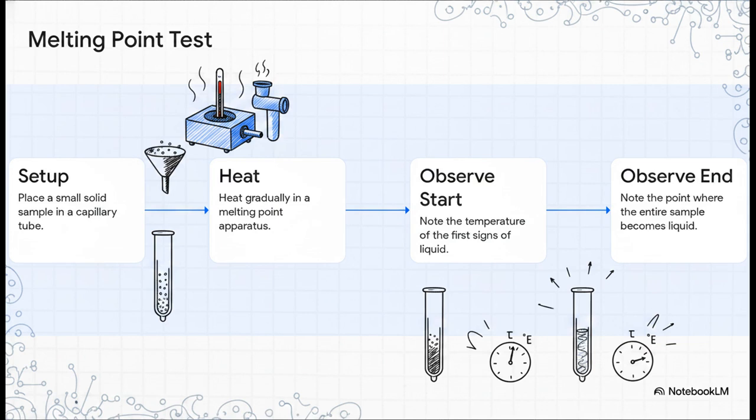Now, if you face a practical exam paper, you'll need to know the exact step-by-step for determining a melting point in the lab. First, you place a very small sample of your solid into a tiny glass capillary tube. Next, you heat it gradually in a melting point apparatus. You've got to watch closely and note the exact temperature when you see the very first signs of liquid appearing. Finally, note the temperature when the entire sample is melted. If that range is super tight, say it starts melting at 100 degrees and finishes at exactly 101 degrees, you've got yourself a pure substance.